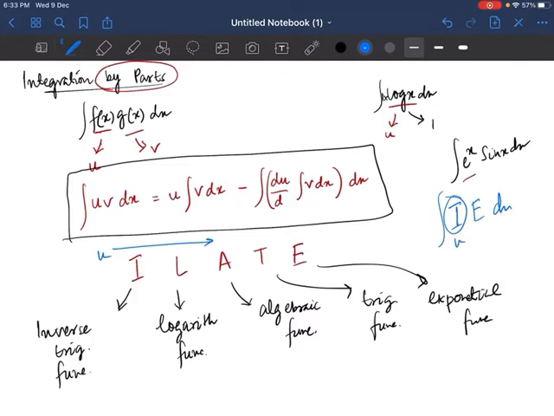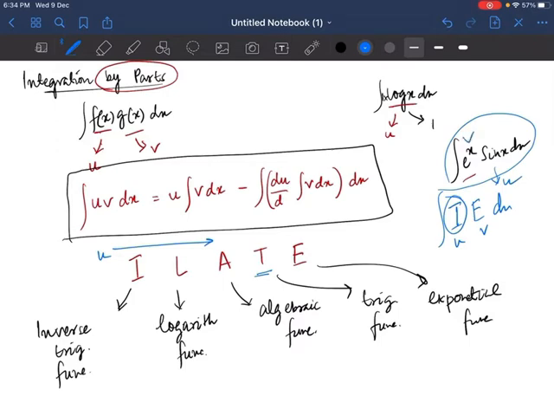This will be my u, and e will be the exponential function will be my v. So here you see it is integration of e to the power x sin x. So e to the power x is what? Exponential, and sin x is what? Trigonometric. And you see trigonometric functions lie before exponential. So this sin x will be your u, and e to the power x automatically will become v.